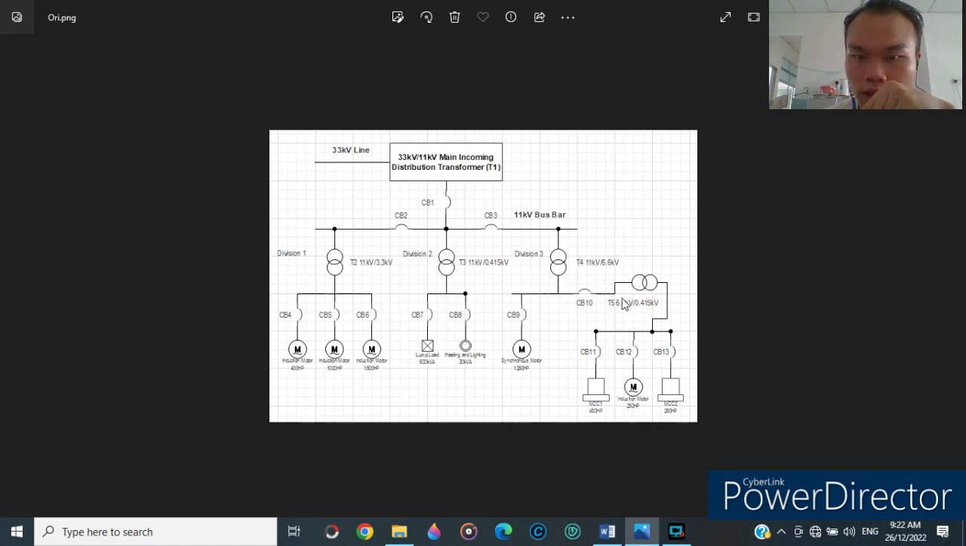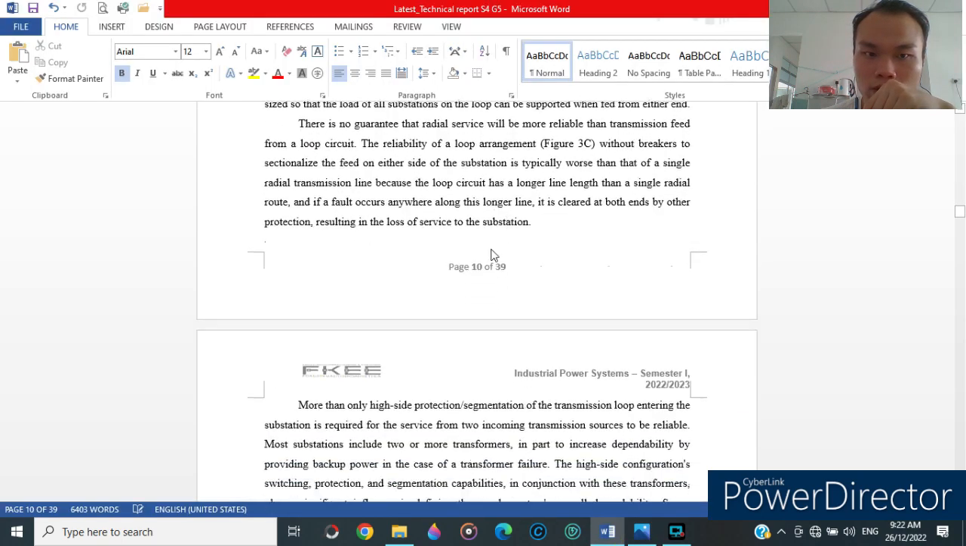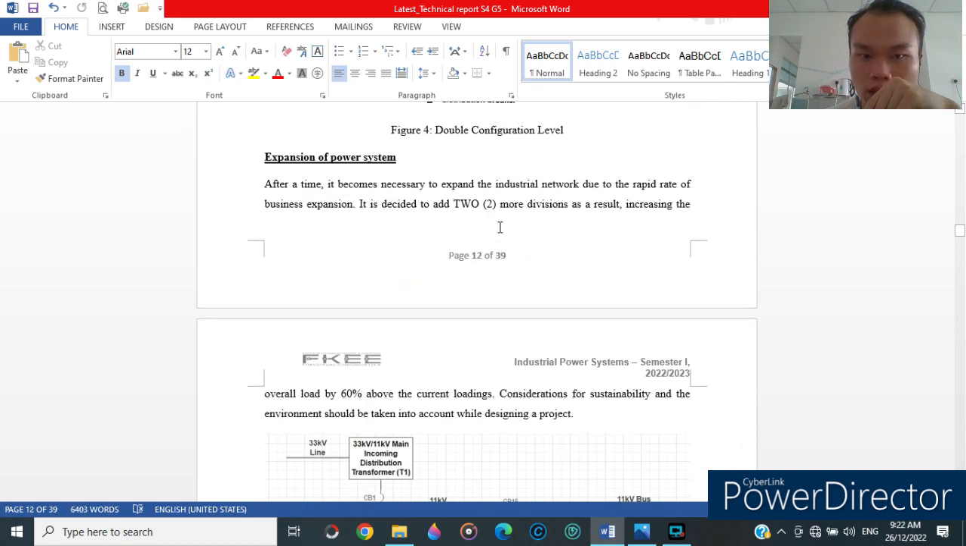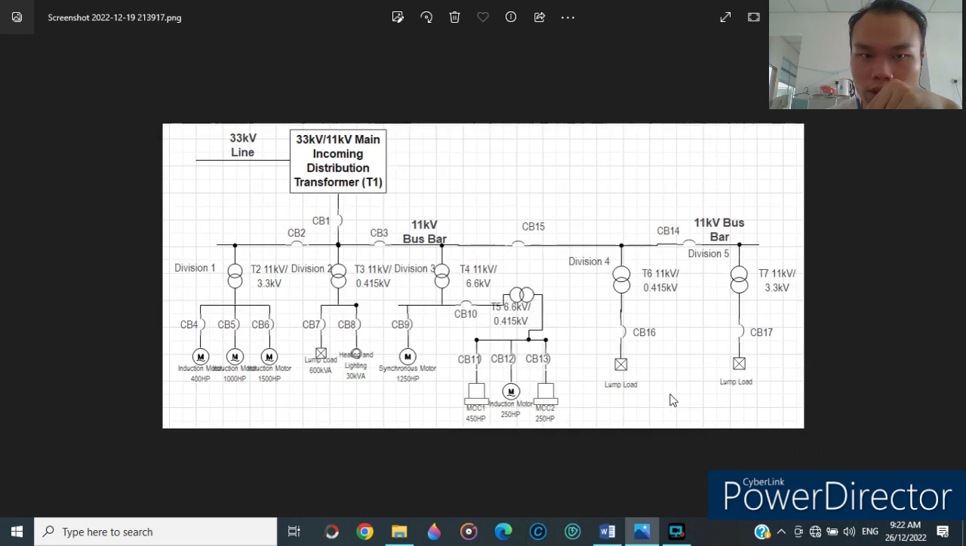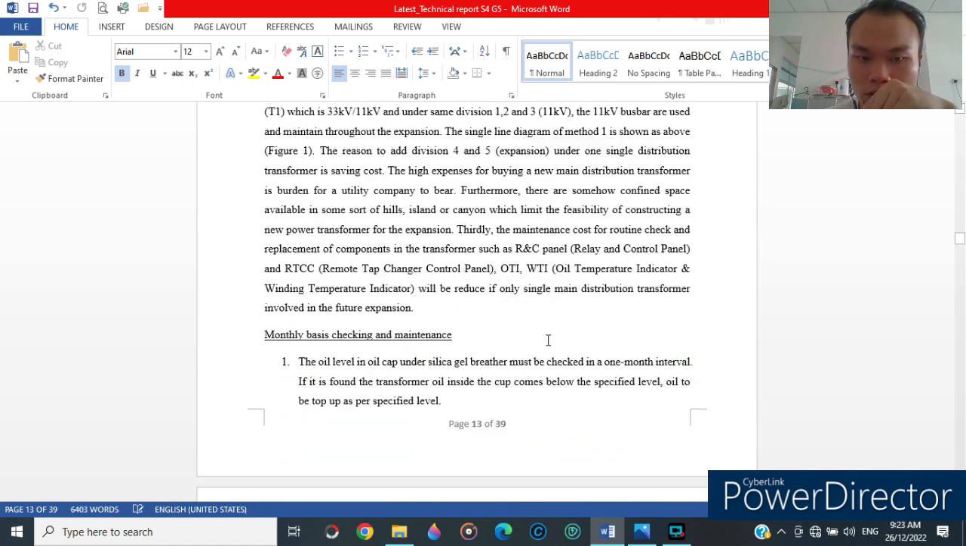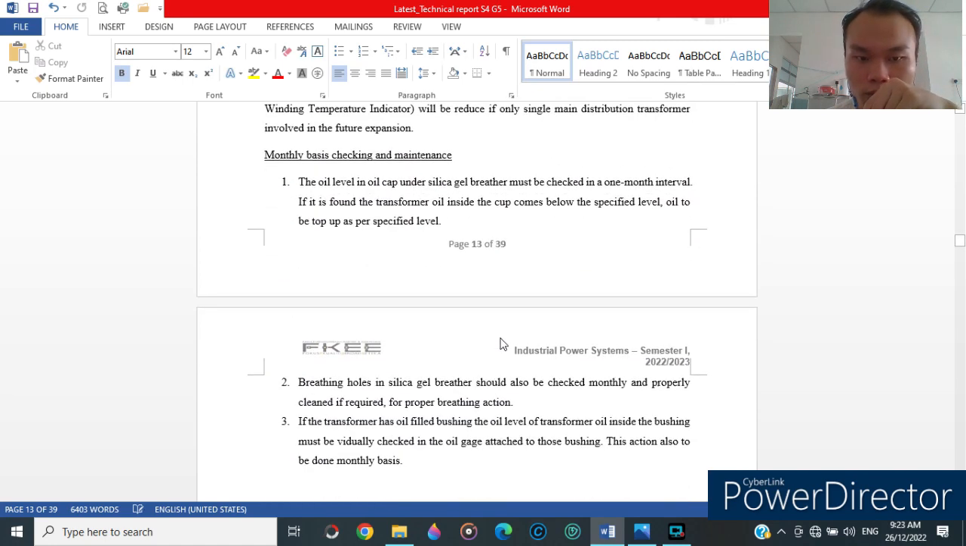The T4 and T5 are under division 3, which is one division, and the loading here is specified in Appendix A. Next is the expansion of the power system, where we have two methods: the 3 kV and 11 kV bus bar under one central transformer, and the other method, two independent transformers, which is the original one, with 60% expansion as another expansion.